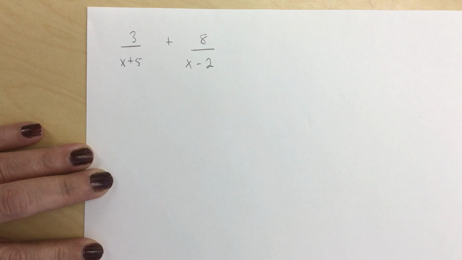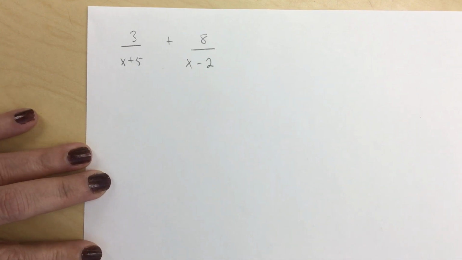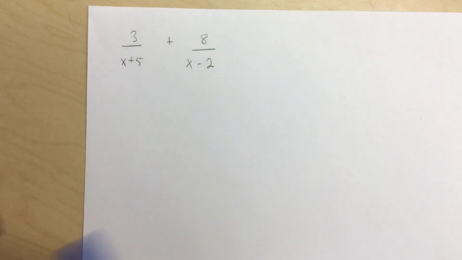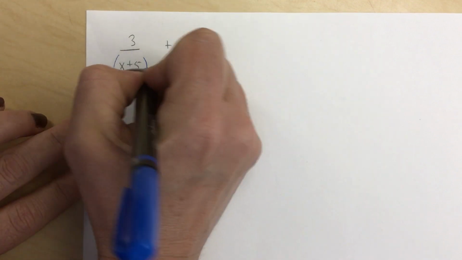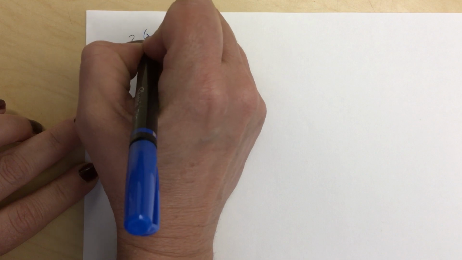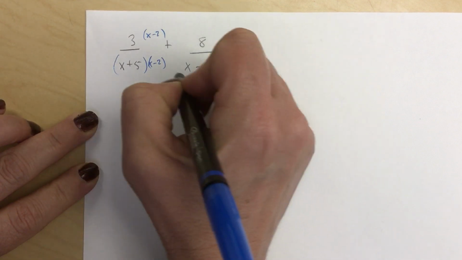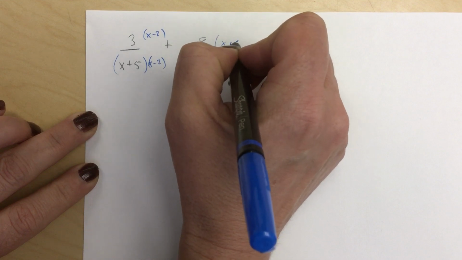Okay, so to understand how to do partial fractions, you need to remember how to add fractions. If I want to add these two things together, I need to get common denominators. So I need to multiply this by x minus 2 on top and bottom, and I need to multiply this one by x plus 5 on top and bottom.